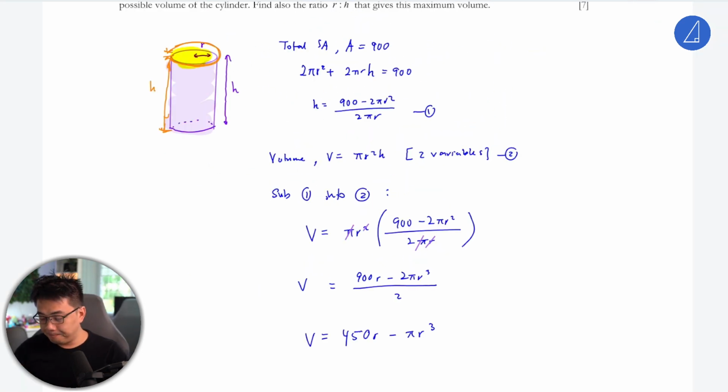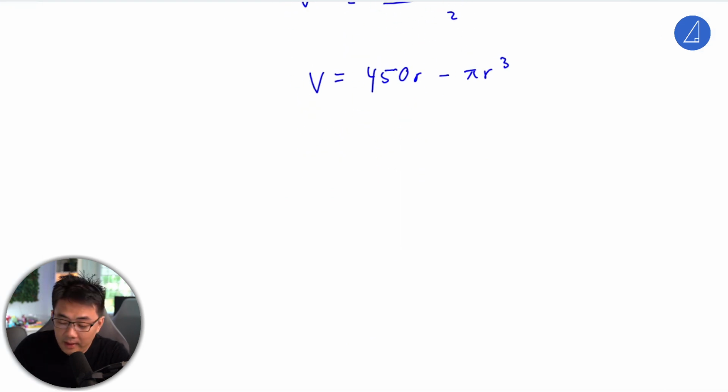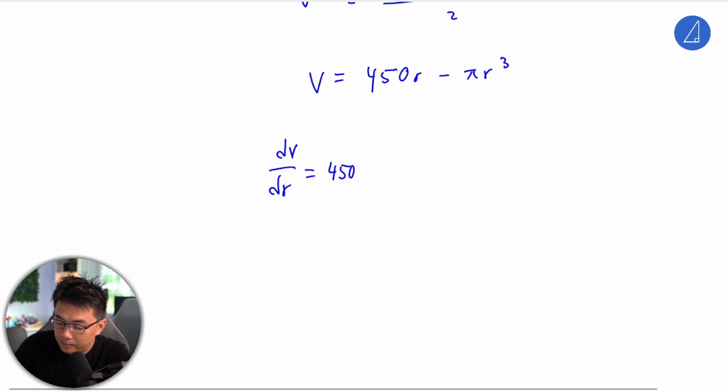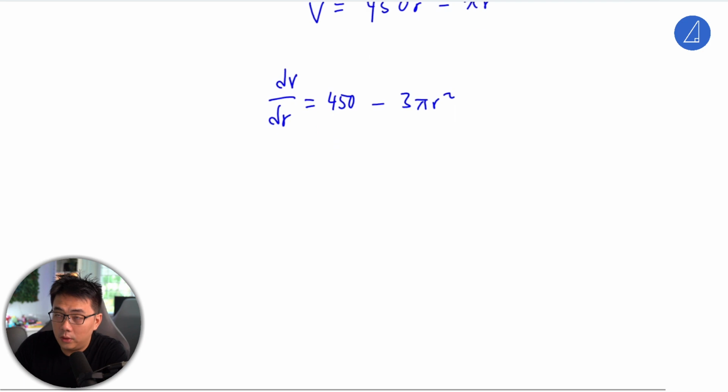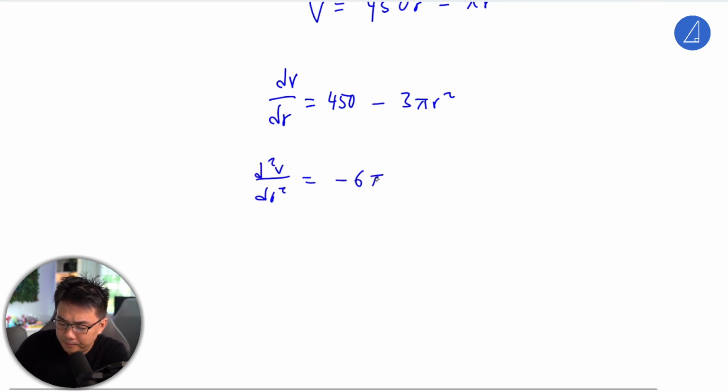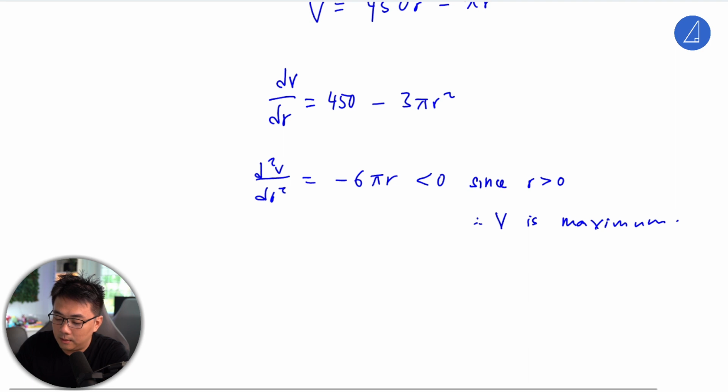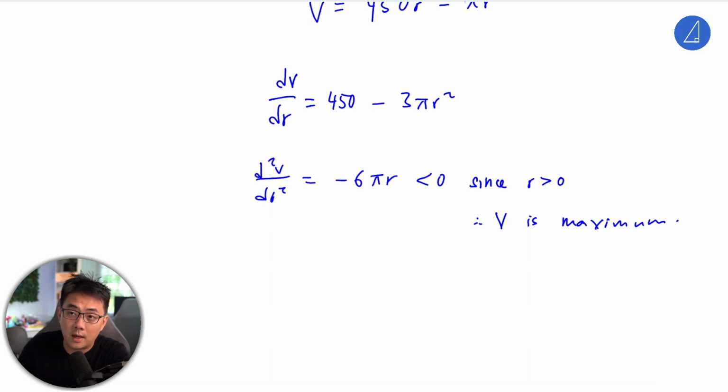So from here we need the maximum value. dV/dr is 450 minus 3 pi r square. Then we could quickly do a second derivative test just to make sure. This is obviously negative since r is positive, so hence V is maximum. That's it, I just quickly checked that this is indeed a maximum volume.